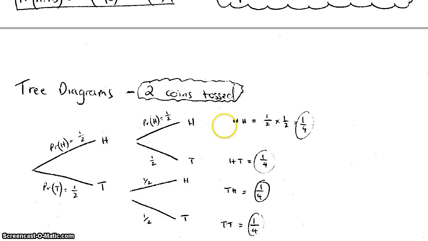If I wanted to get two heads, then I multiply across, a half times a half. If I wanted to get a head and a tail, a half times a half, and so on and so forth. Now, all of the sub-branches need to add up to 1. Like here, a half plus a half needs to add up to 1, and a half plus a half needs to add up to 1. And when I get all of the outcomes at the edges, they also need to add up to 1, because these are all the possible outcomes that can happen.